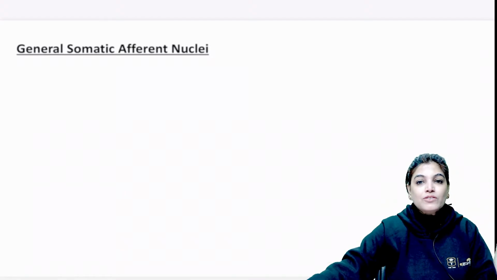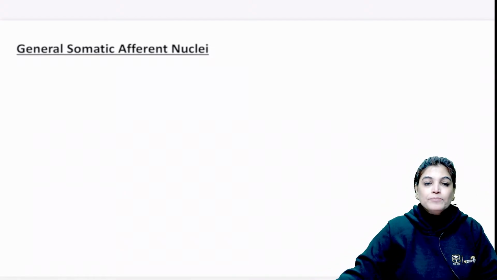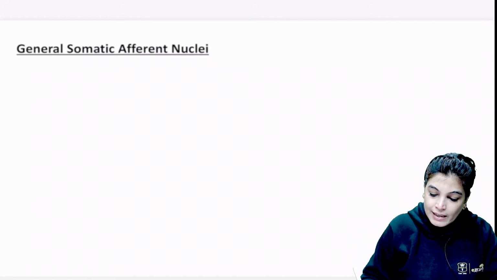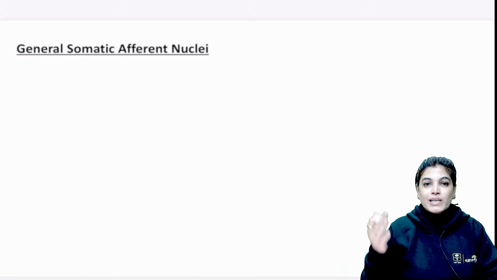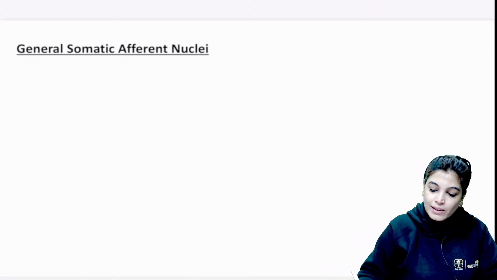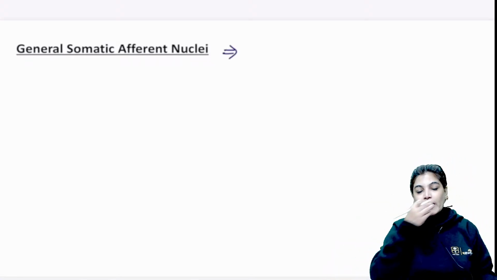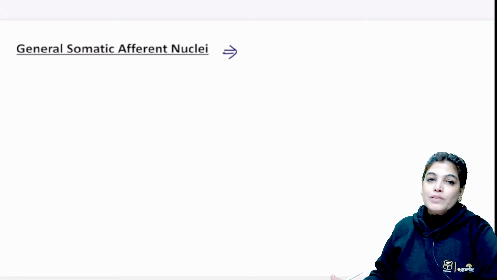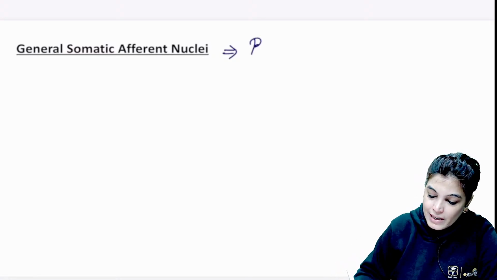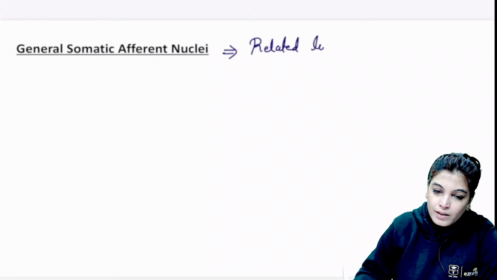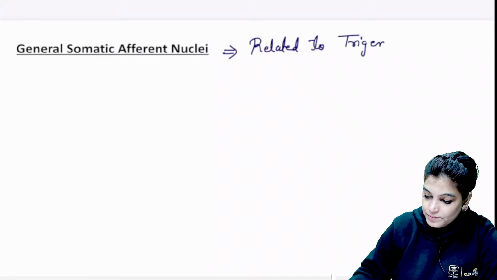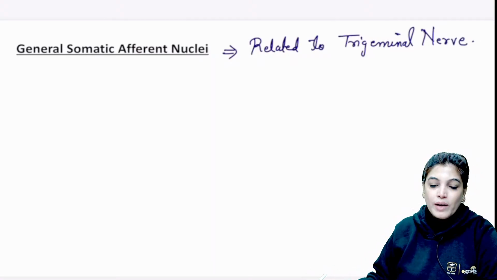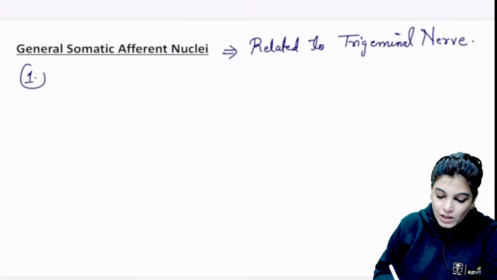Now we are left with just two cranial nerve nuclei. So when I am talking about general somatic afferent nuclei, they are related to trigeminal nerve. So general somatic afferent is related with trigeminal nerve, and I will also tell you about the sensations which are received by it. Okay. Now, it has got three components.